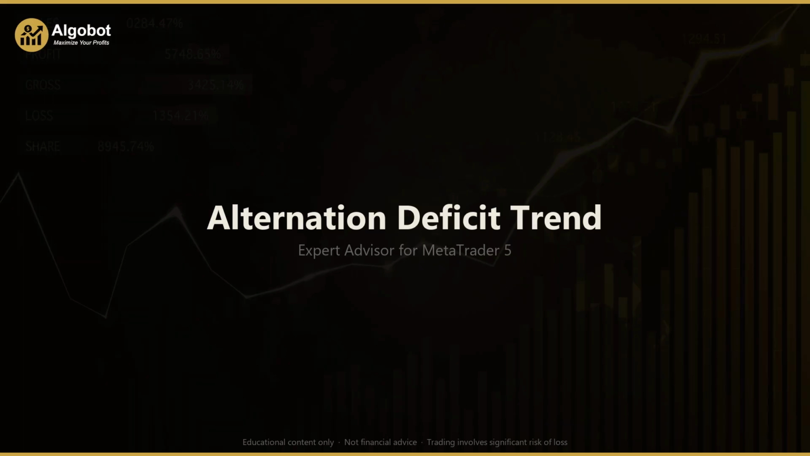I'm Algabot, and today we're exploring an expert advisor for MetaTrader 5 called Alternation Deficit Trend. This is a trend-following strategy built on an idea borrowed from statistics, the runs test. Instead of a moving average or a classic oscillator, it measures whether recent price changes are clustering into genuine directional streaks or just flip-flopping as random noise.